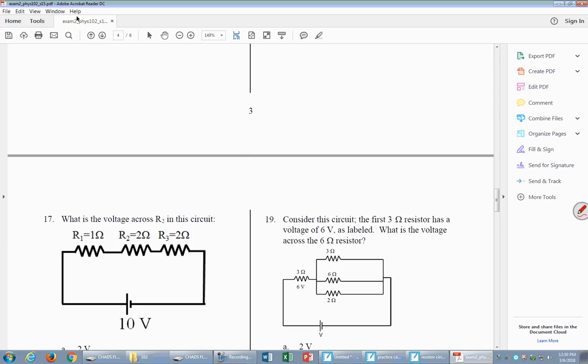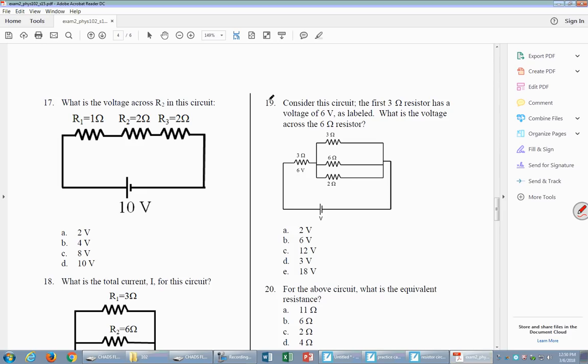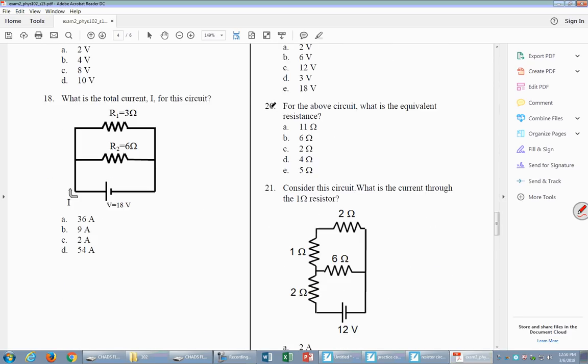What test is this? This is a good test. I like this test. I just give you this one. No, I give you a new test. You have a brand new test. Don't worry. But this is good practice for you.